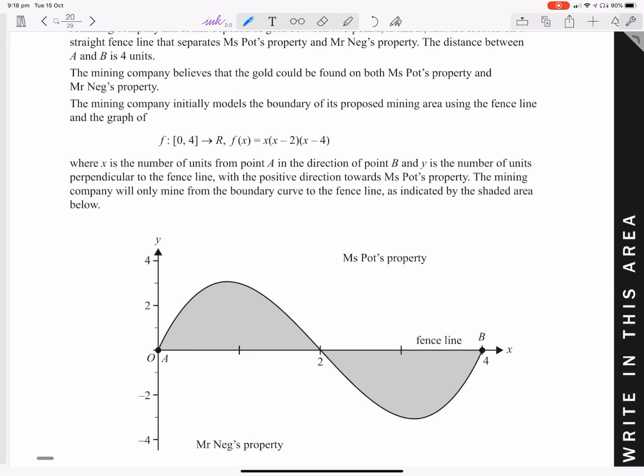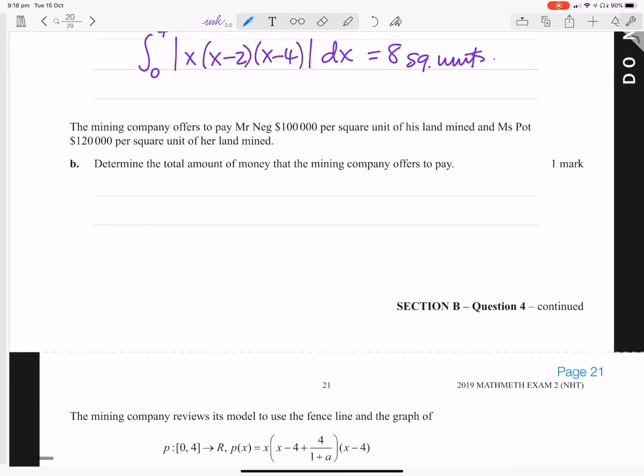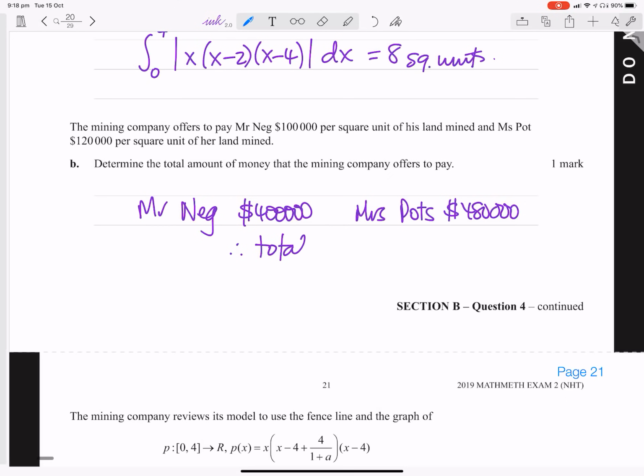Initially models the boundary of its proposed mining area. Okay, so we're going to have 4 square meters from each. So Mr. Negg is 400,000. Mrs. Potts is 480,000. Therefore, the total is 880,000.